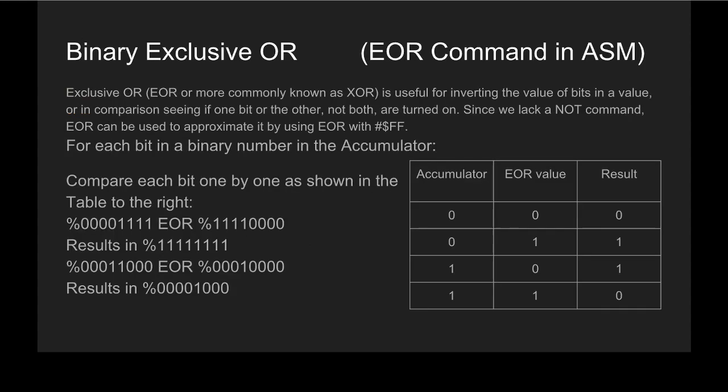Next, we get to the binary exclusive OR. Exclusive OR, EOR, or more commonly known as XOR, is useful for inverting the value of bits in a value, or checking for inequality. For each bit in a binary number, if both are 0, the result is 0. If one is a 1 and the other is a 0, we return a 1. If both are a 1, we return a 0.